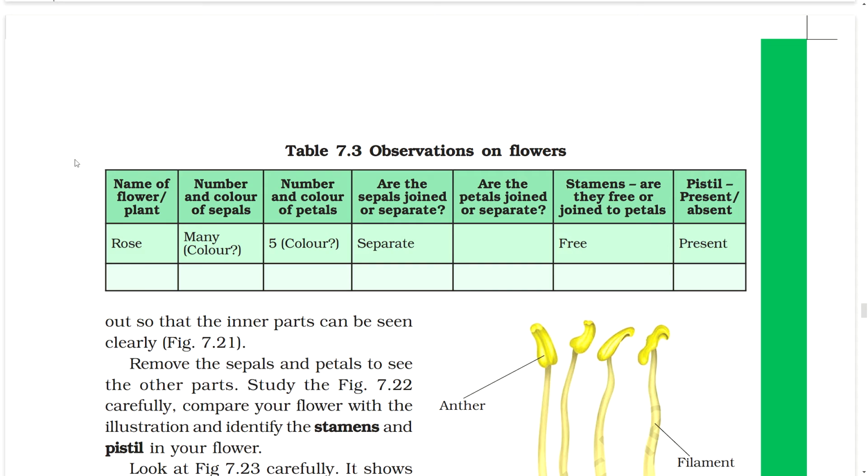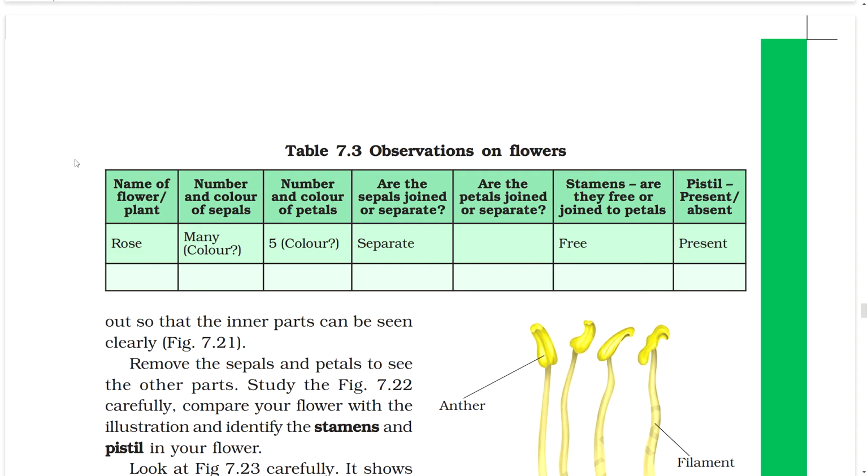Table. Observations on flowers. Name of flower or plant. Number and color of sepals. Number and color of petals. Are the sepals joined or separate? Are the petals joined or separate? Stamens, are they free or joined to petals? Pistil, present or absent? Rose, many colors, 5, colored, separate, free, present. Do this and comment on this.